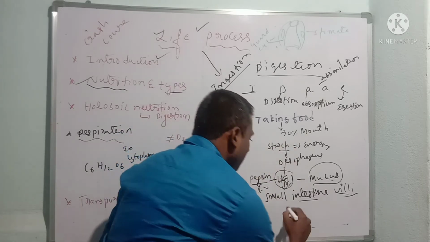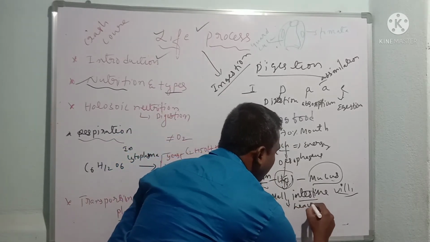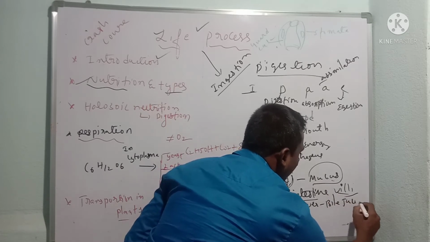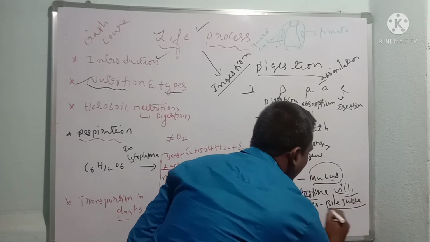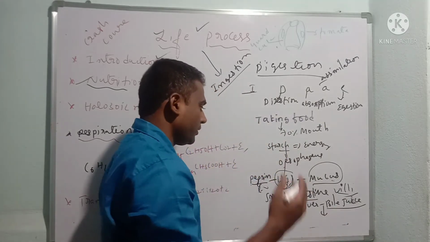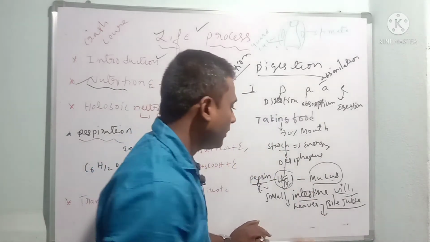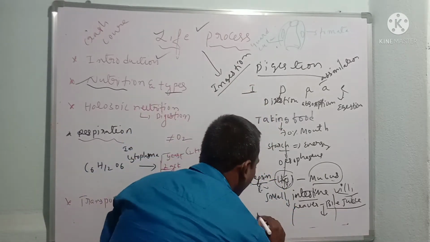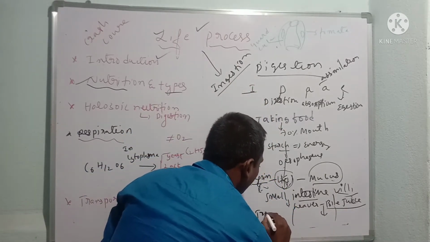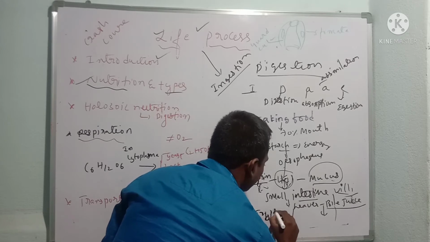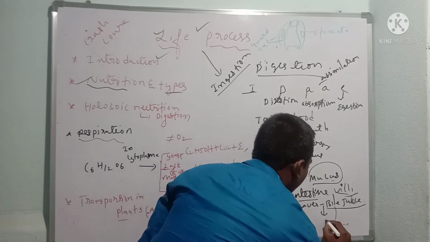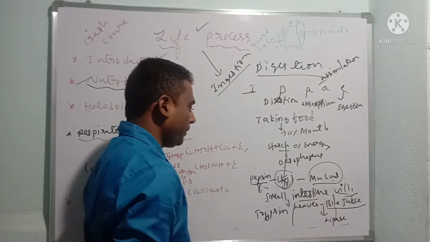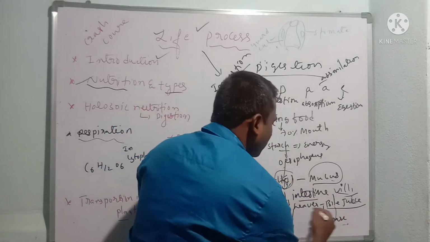After this, it goes to the liver. There is a presence of bile juice. Here it is going to secrete, that is, we are going to find again two enzymes, that is trypsin and lipase. Trypsin and lipase.